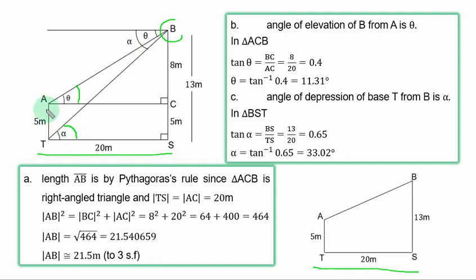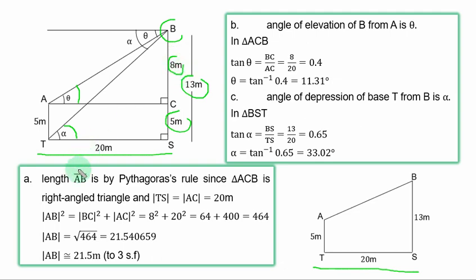The height of the building is 5 meters. TA is equal to SC, 5 meters as well. The height of the pole is 13 meters. If 5 meters is already out of it, the remaining part must be 8 meters.